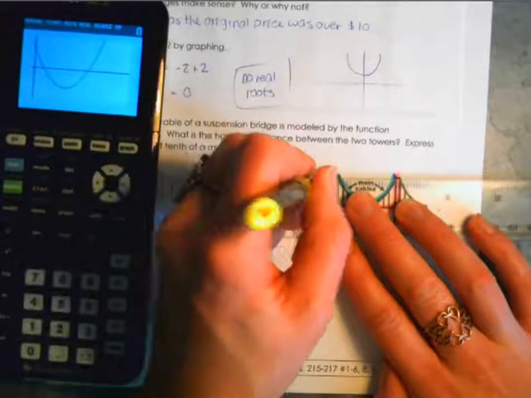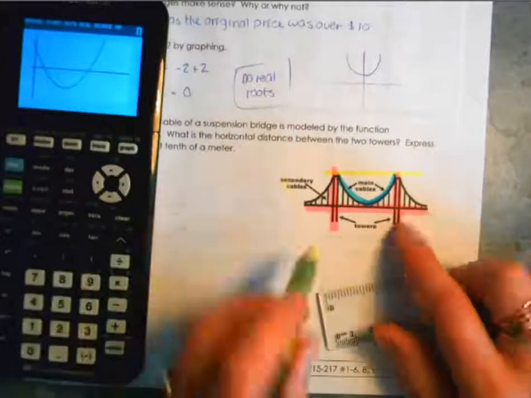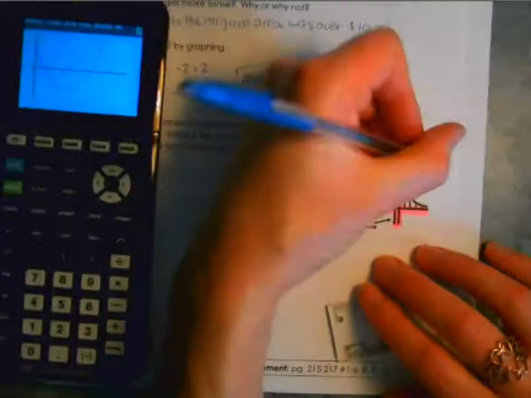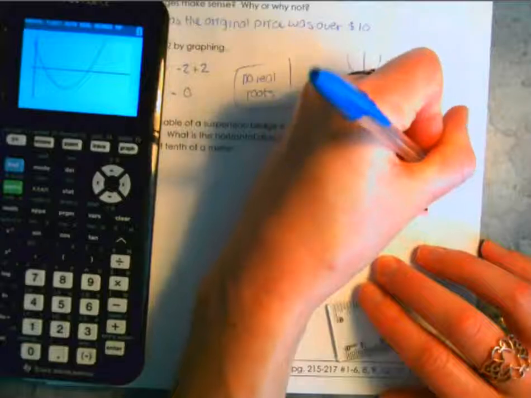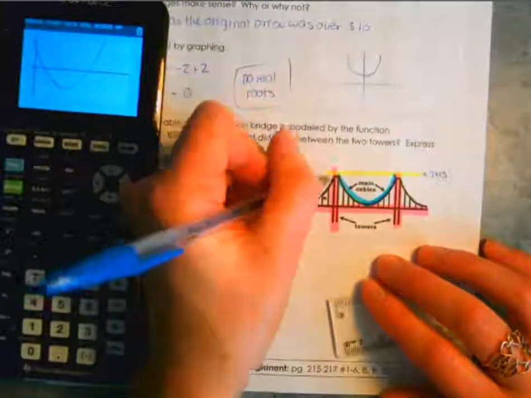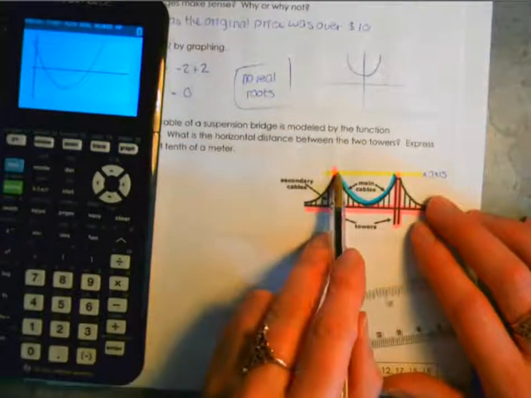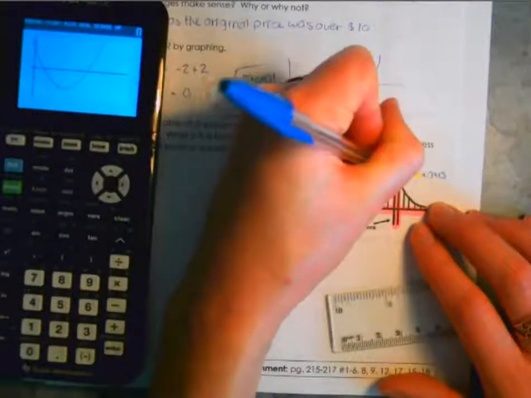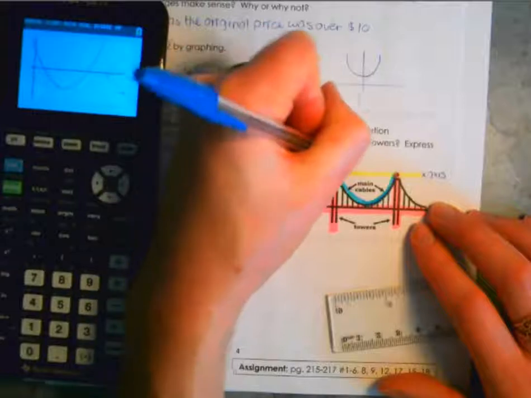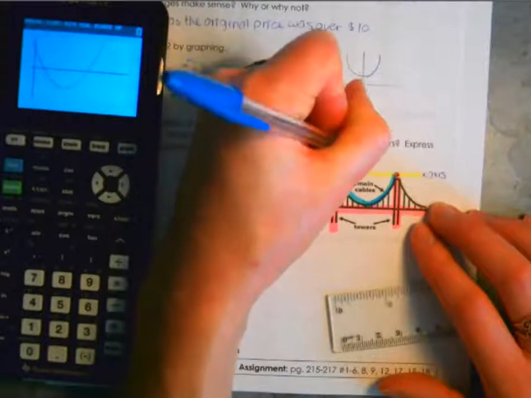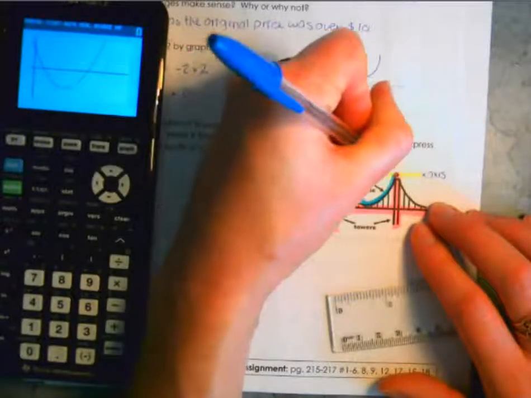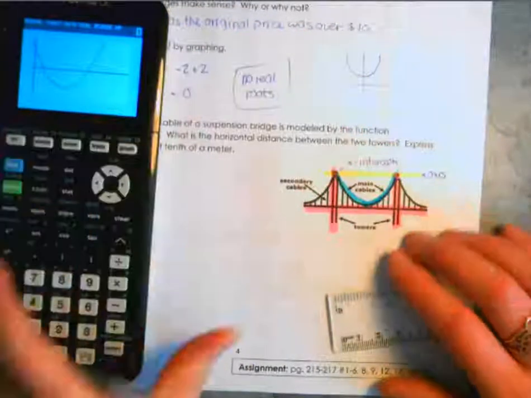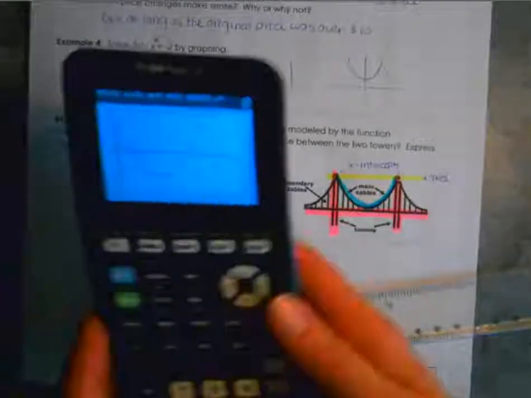Now that we can see the graph, this part here would be the x-axis, and these two points are the x-intercepts. Okay, so now we just need to solve for the values.